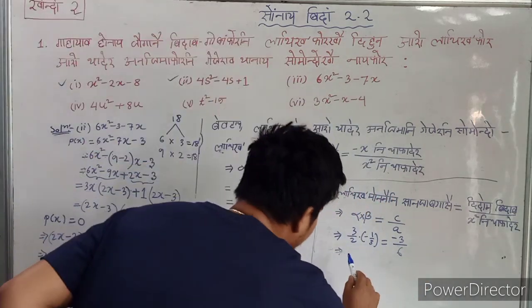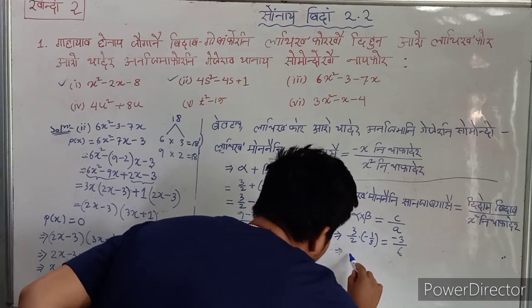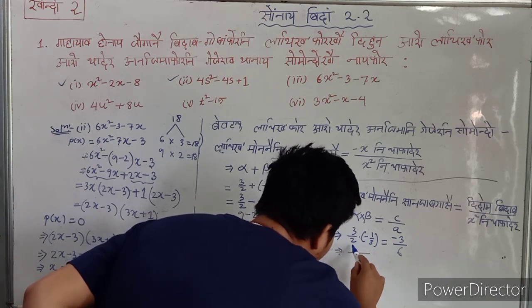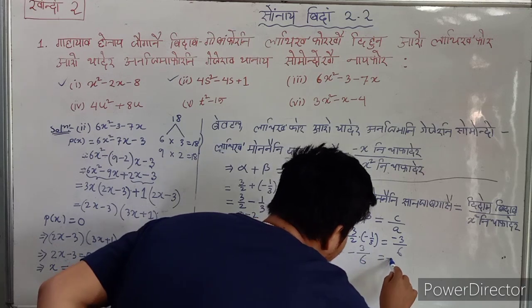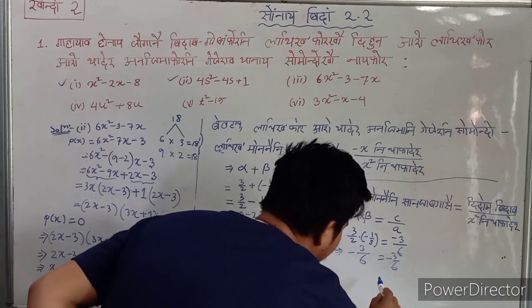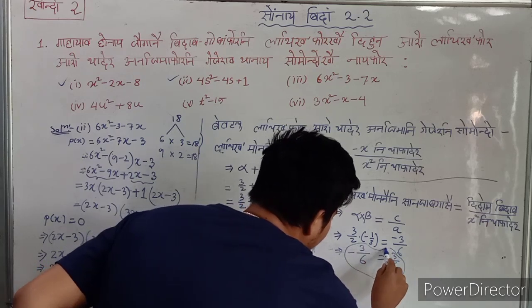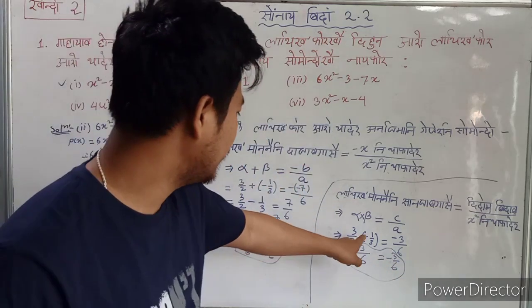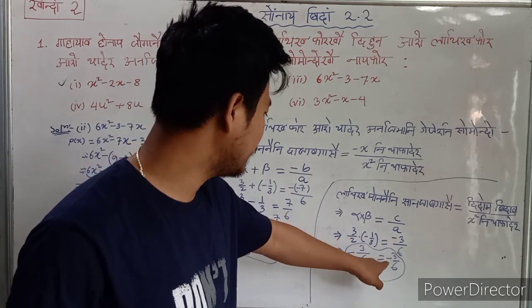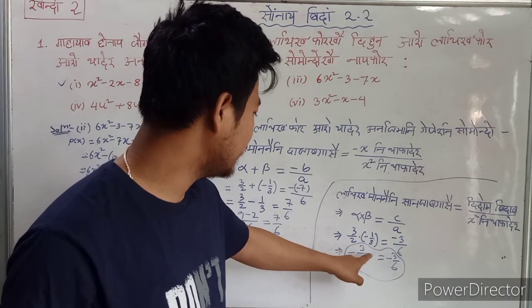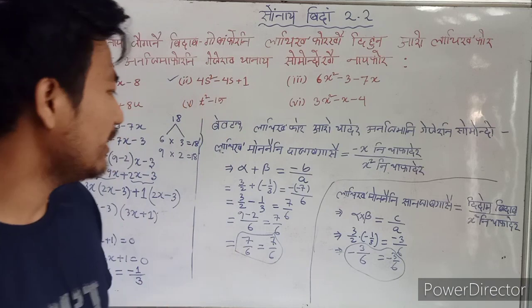Now the calculation will be minus 3, minus 3 again. We have minus 3 by 6 again. So that is the way we are using the formula. So minus 3 by 6, minus 3 by 6.